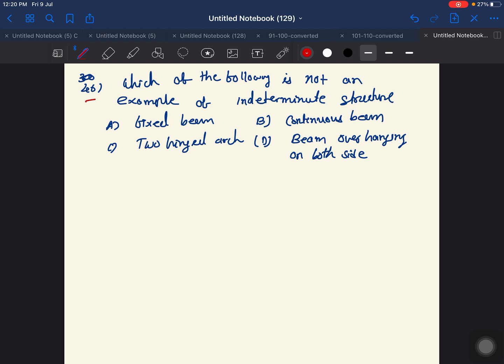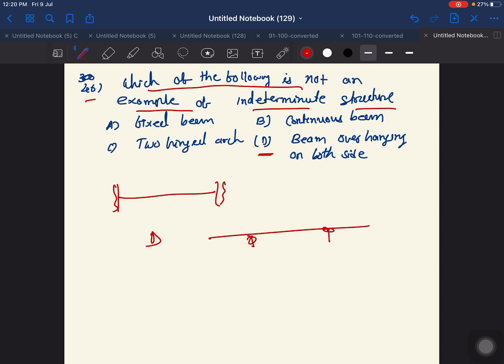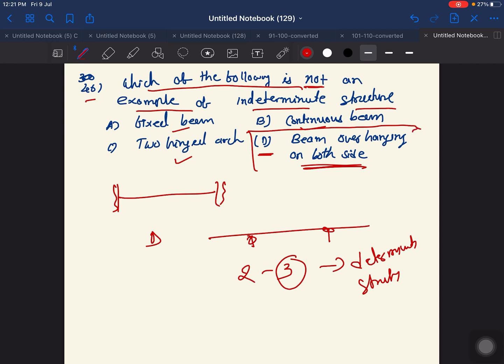Let's solve another example. Which of the following is not an example of an indeterminate structure? A fixed beam is an indeterminate structure. A continuous beam is also an indeterminate structure. Amongst all these, this D option looks like this, overhanging on both sides. The total number of reactions is only 2, and the total number of equilibrium equations is 3. That's why this is a determinate structure. So this is an indeterminate structure, this one is also indeterminate, this one is also indeterminate, but this is a determinate structure. That's why our correct answer is D, beam overhanging on both sides.